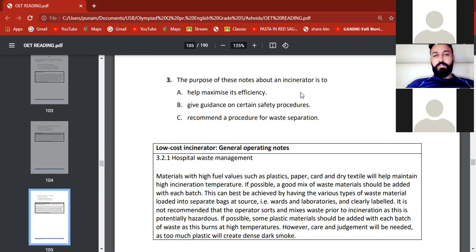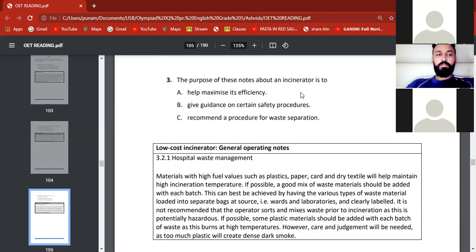Maximize the efficiency. Second, give guidance on certain safety procedures. Third, recommend a procedure for waste separation. So first is maximize efficiency, second is safety procedure guidance, and third is waste separation procedure. Okay.